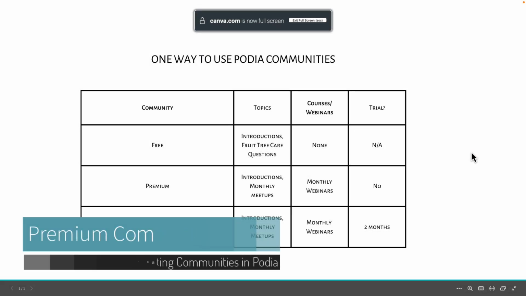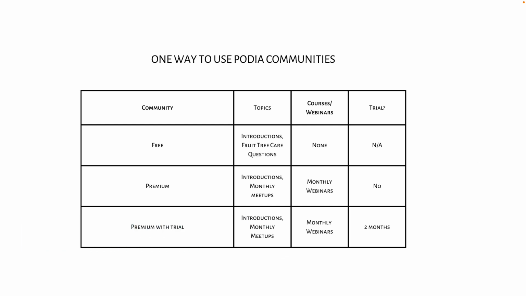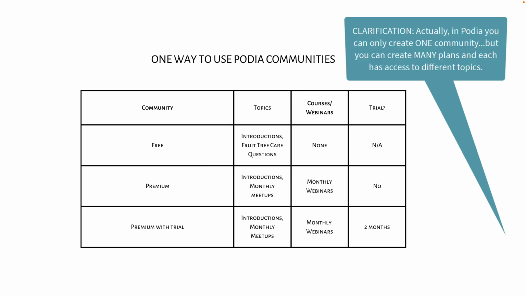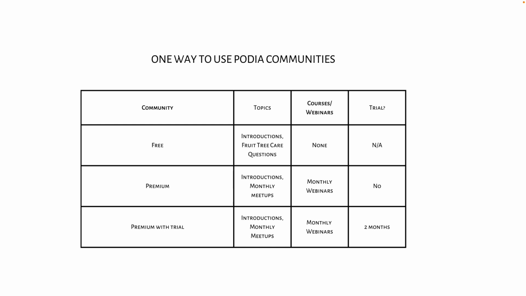So here I want to explain to you how I am using communities. When you're in Podia, you can create as many communities as you want if you have the right plan. I think I'm on the Shaker plan. I could create 10 communities if I want to. Right now I have 2 and I may soon have 3. And if I understood how to do this a little better, I might have done it differently.